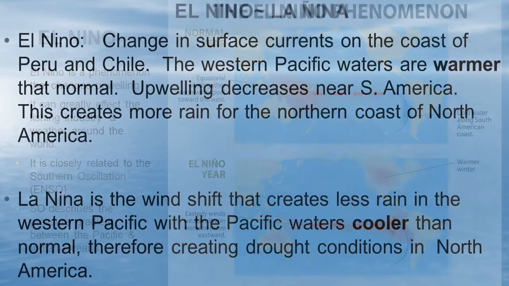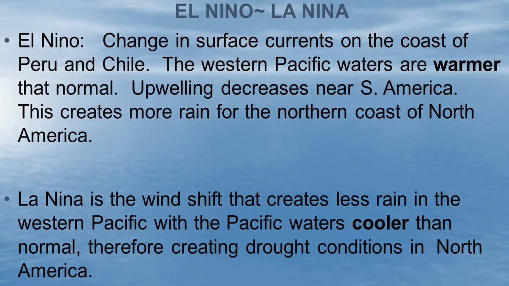So we're going to write this down right here. It's a change in the surface current on the coast of Peru and Chile. The Western Pacific water is warmer than normal. The upwelling decreases near South America and creates more rain for the northern coast of North America. In Texas in particular, we get a lot of rain, even over the desert area as well.